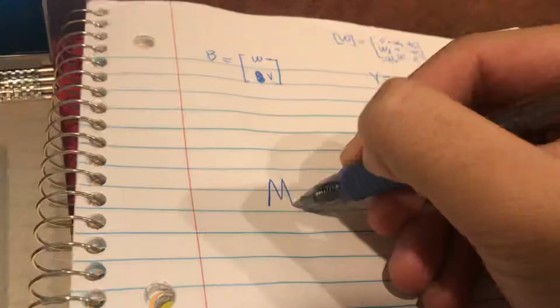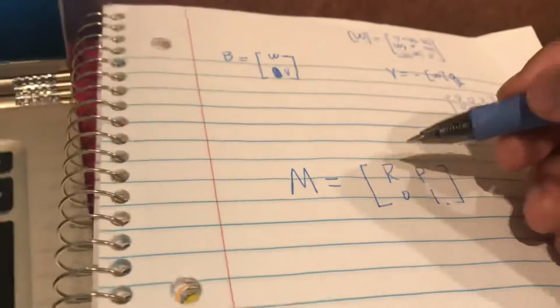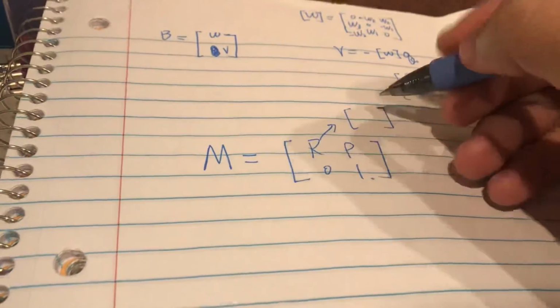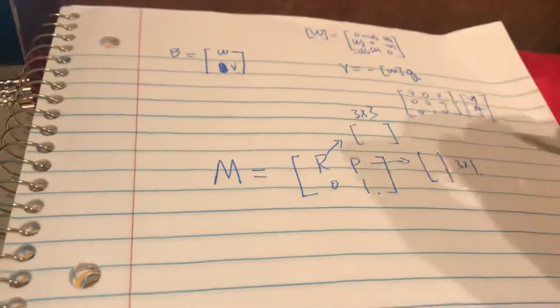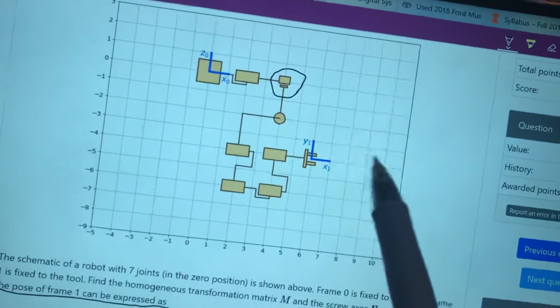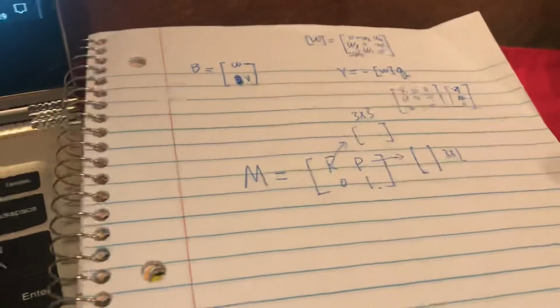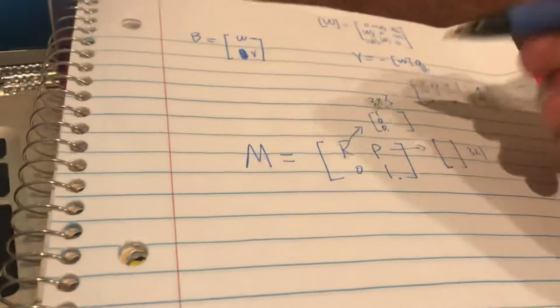So M is basically a 4x4 matrix, and it's R, P, 0, 1. For this formula, R is a 3x3 matrix and P is a 3x1 matrix. R is the rotation of the frame, which is the rotation of the axes. In our problem, the x-axis of frame 1 is the same as before. So for the first column, we need to write 1, 0, 0, for x, y, and z. So the x-axis remains the same.